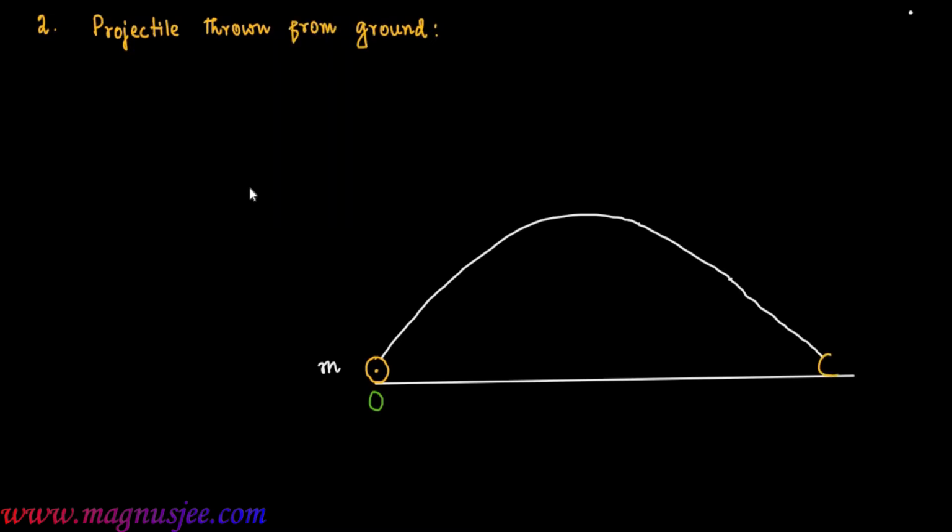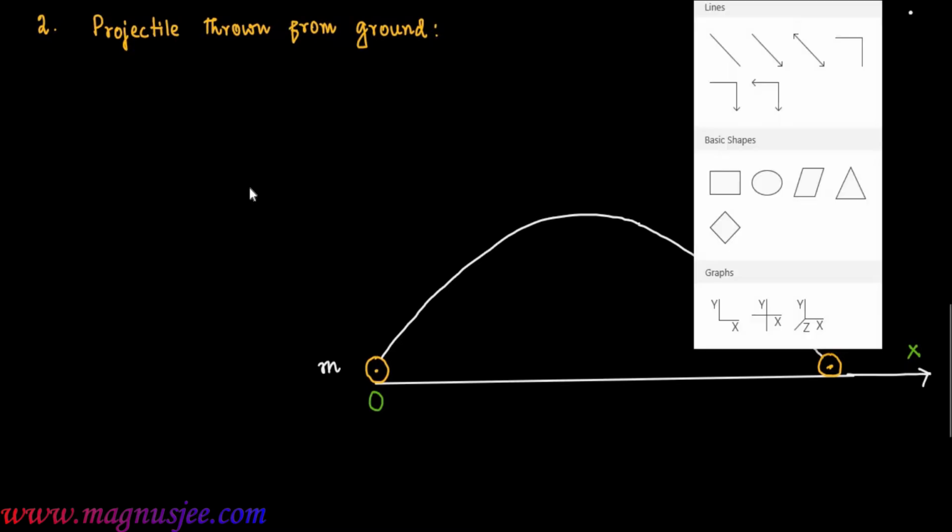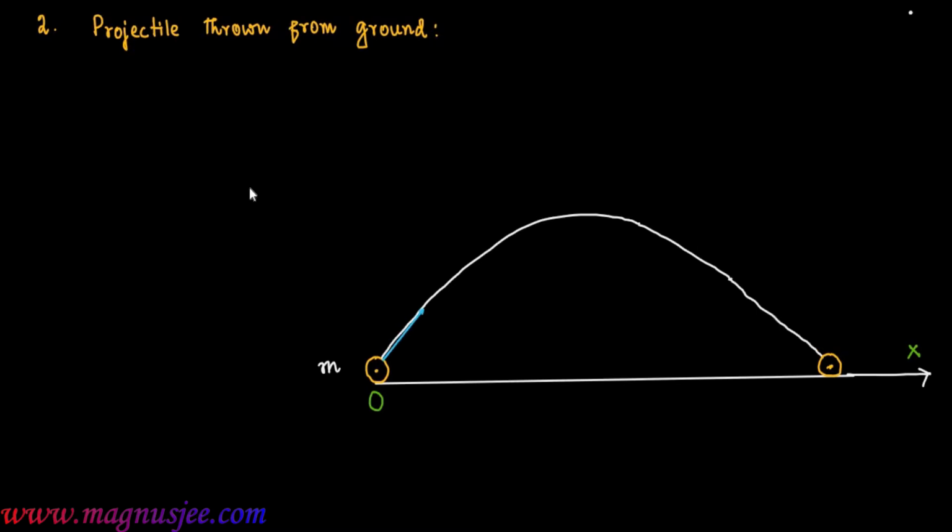Initial velocity of projection. Now the projectile strikes the ground at this point, and we can consider the horizontal direction as the x-axis. The initial velocity of projection is u along this direction, and we can consider two rectangular components, or two mutually perpendicular components, of the velocity of projection u.